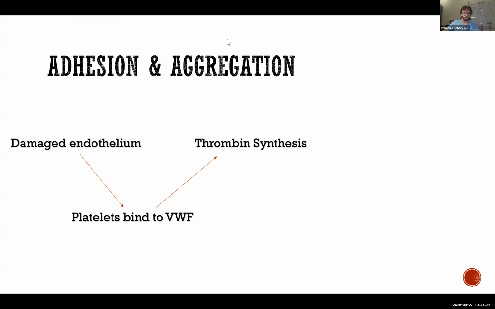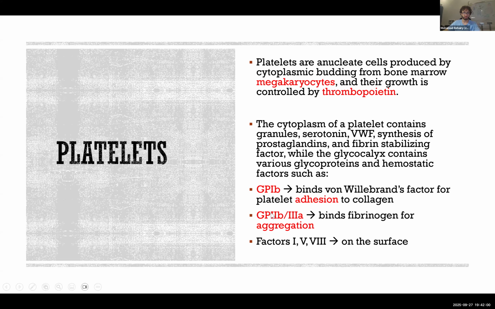We have 1B or 2B, 3A. 1B is for adhesion, first step. Second step, aggregation, 2B, 3A. Exactly, Ahmed just said them perfectly. Glycoprotein 1B, collagen, 1B. 1B is also for adhesion. Let's go back to it so you don't get confused. 1B, adhesion. 2B, 3A, aggregation. This is all I want you guys to know. You're going to see it in a question, right?